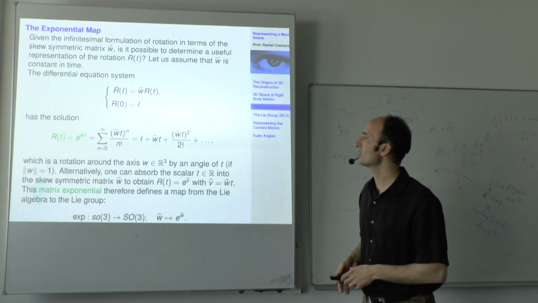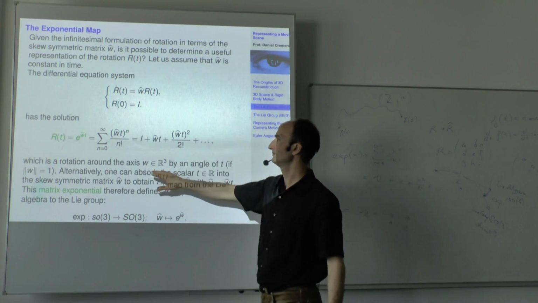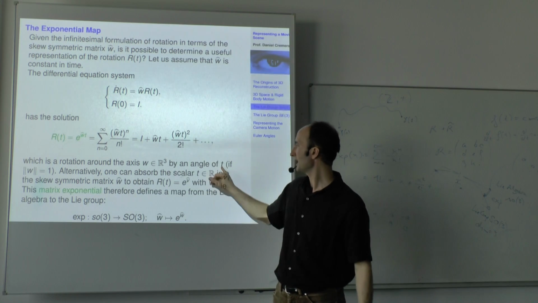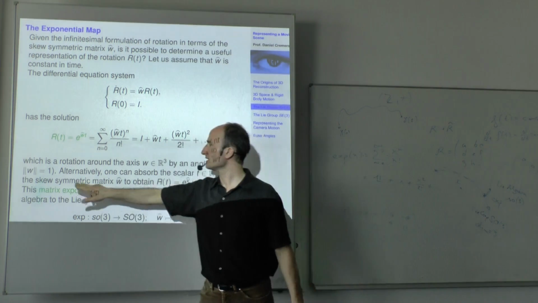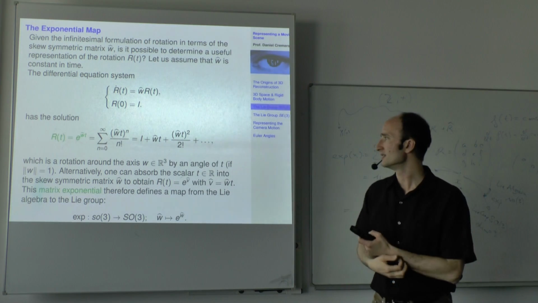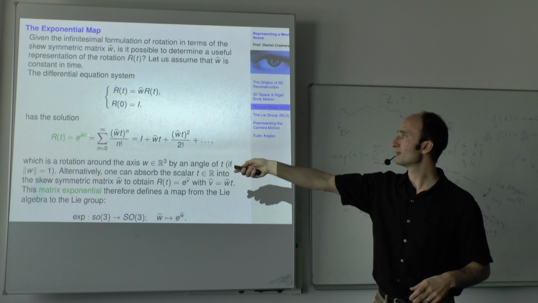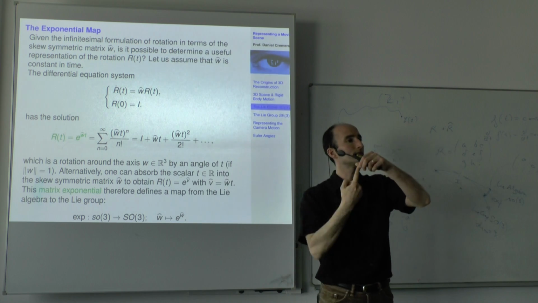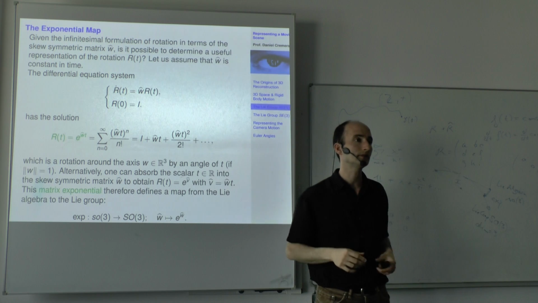What this actually models is a rotation, r, around an axis w by an angle of t. That is, if the length of the vector w is 1, then t is the amount I rotate, and w itself is a vector that defines the rotation axis around which I rotate.